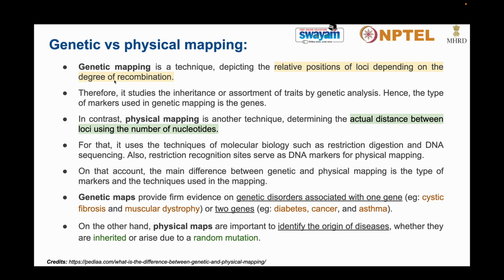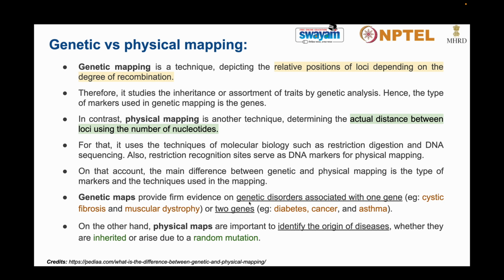Now, in contrast to genetic mapping, physical mapping is another technique that determines the actual distance between the loci using the number of nucleotides. For that, it uses techniques of molecular biology, such as restriction digestion and DNA sequencing. Also, restriction recognition sites serve as the DNA markers for physical mapping. So the main difference between genetic and physical mapping is the type of markers and the techniques that are used in mapping.